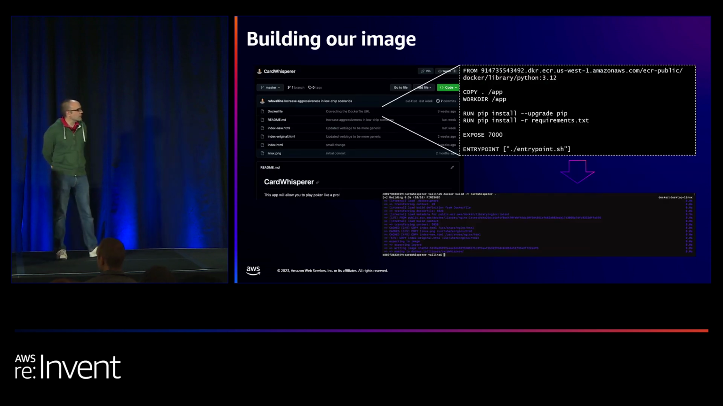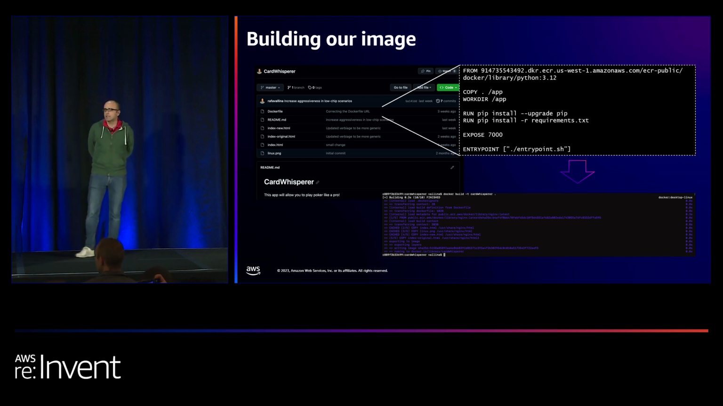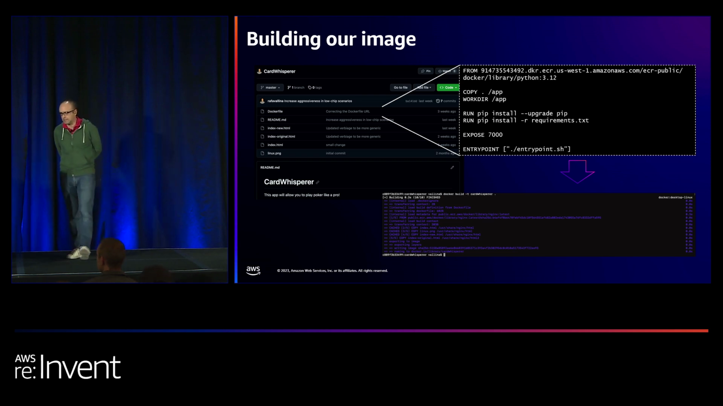I changed my Docker file. It's exactly the same content, just the from line is now different. It still ends in Python 3.12, but everything else is different. And the process is exactly the same. The build is the same. Docker doesn't know the difference. It's all ECR doing the job behind the scenes.